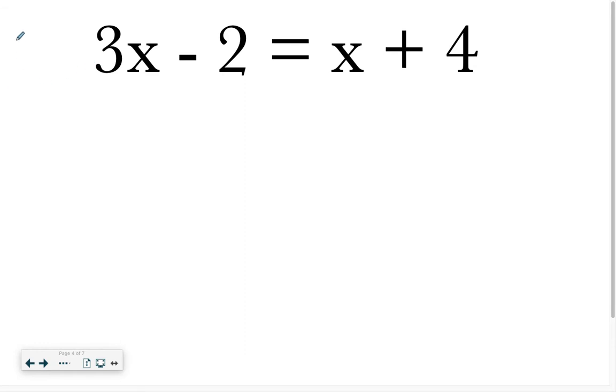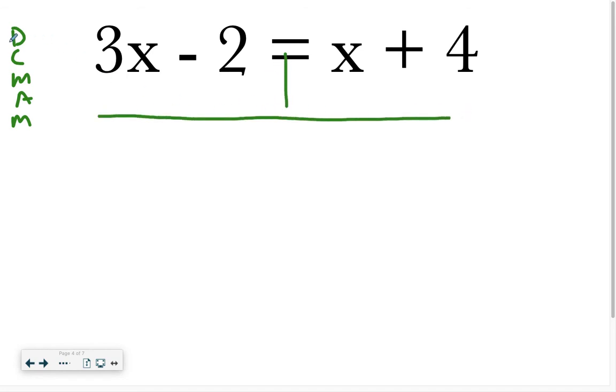All right. Again, don't call me after midnight. I'm going to start. Is there anything to distribute? No. Are there any like terms for me to combine on the left? No. Any like terms for me to combine on the right? No. So what I'm going to do is get my variable on one side of the equal sign. Here I have a 3x, here I have an x. I generally move whatever has the smaller number.